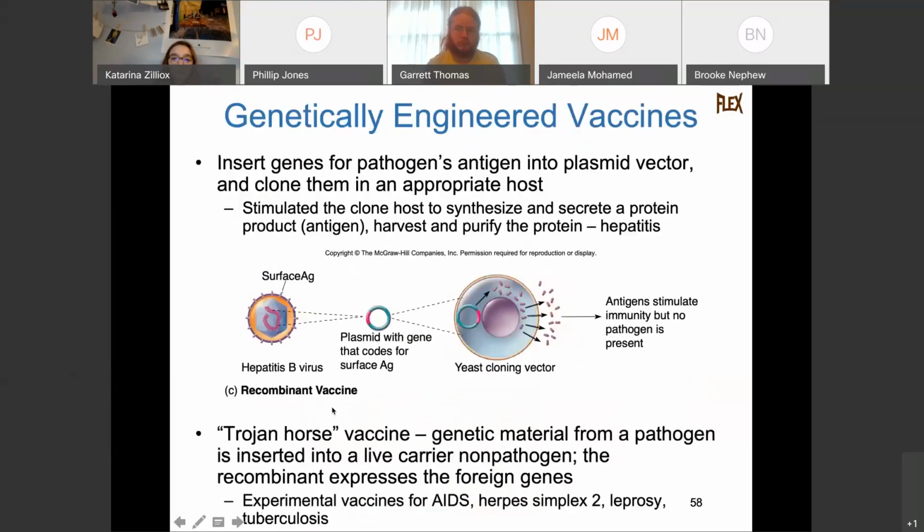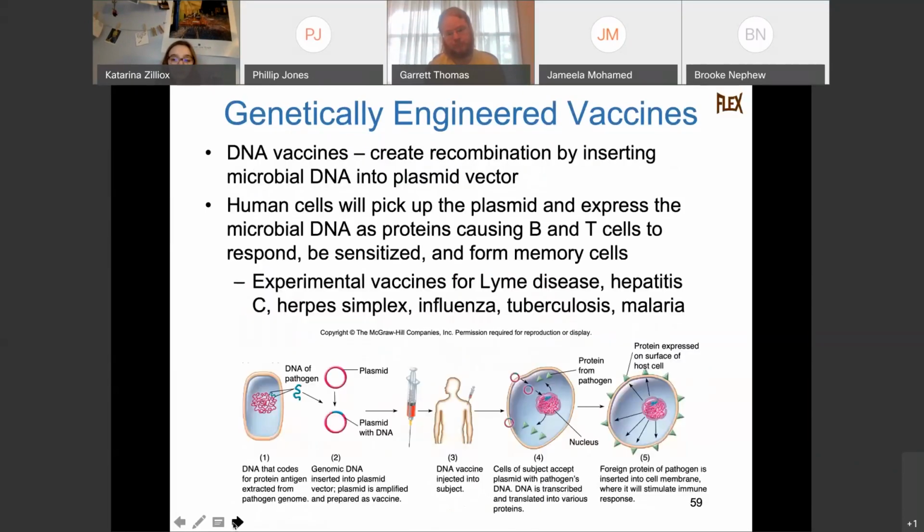I'm just saying here, we can genetically engineer vaccinations. Right? We can do Trojan horse. You guys know what the Trojan horse was in Greek mythology? Yeah. Hide it into something. We give it to the person. Consider it into a live carrier, and we hope it recombines. Right. That's the theory behind it.